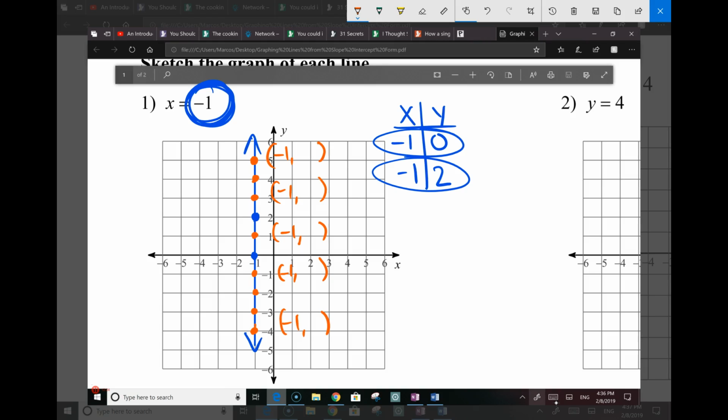Okay, and for that reason, when you get good enough at this, you can simply look at this equation and see, oh, this is going to be a vertical line, and it's going to be shifted 1 unit to the left of the y-axis. Okay, another way of looking at this. All right.